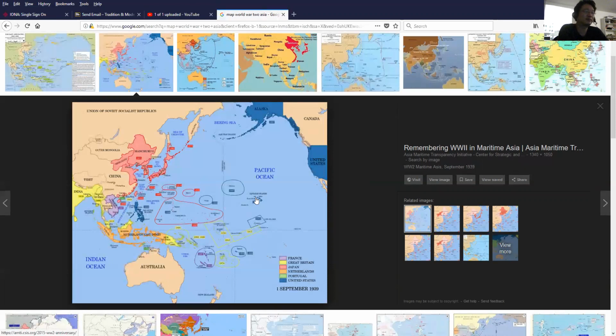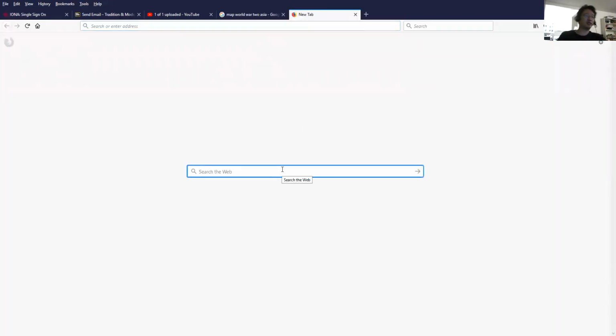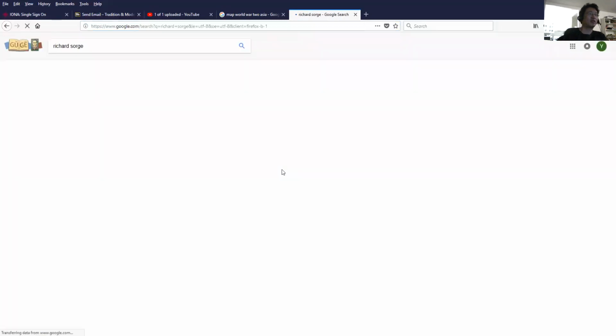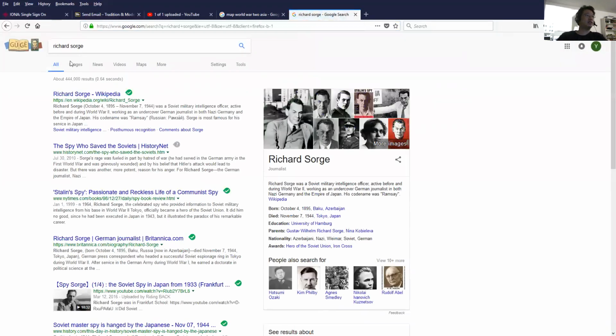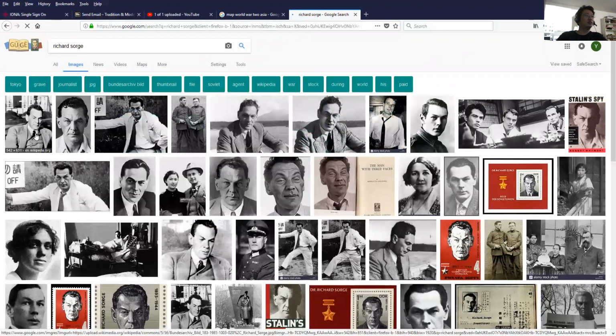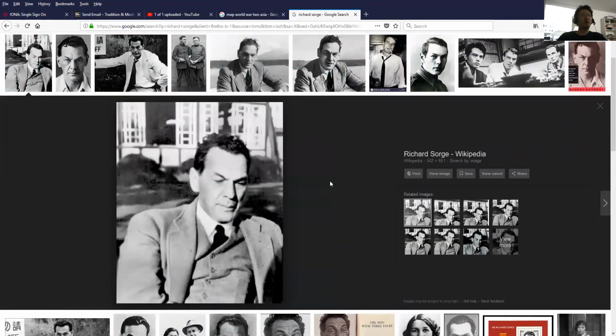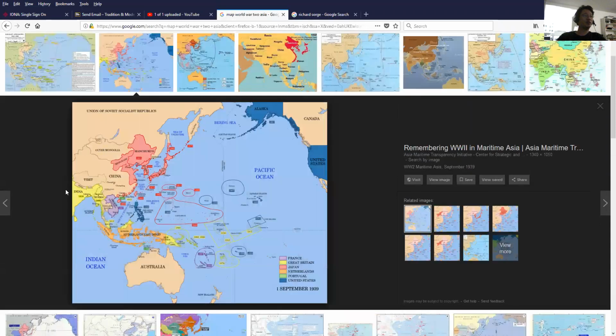How is the Soviet Union involved in all this? Here we go. There is a Soviet spy called Richard Zorge. Richard Zorge was a German dude who was a communist, but he pretends to be a Nazi and joins the Nazi party and is actually acting as a Soviet spy. And Richard Zorge then goes from Europe to China, and then from China to Japan.